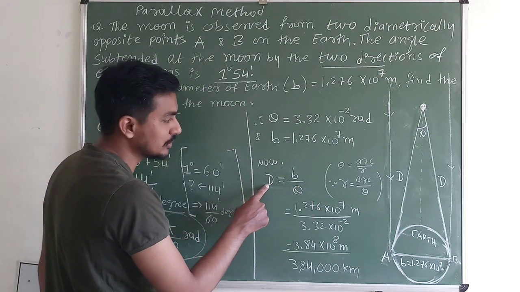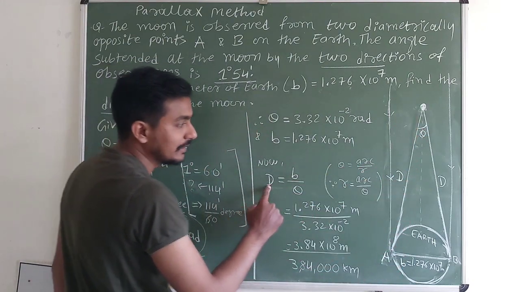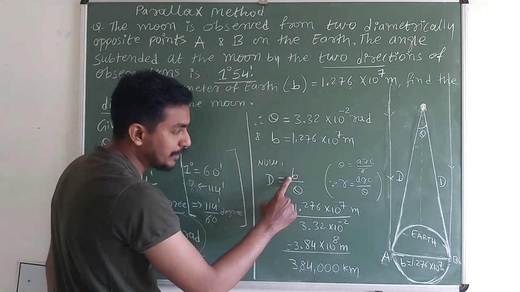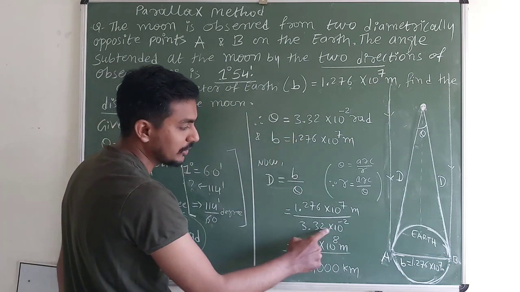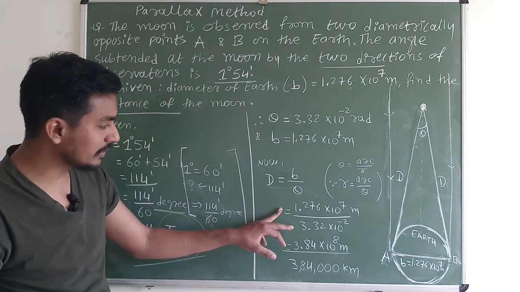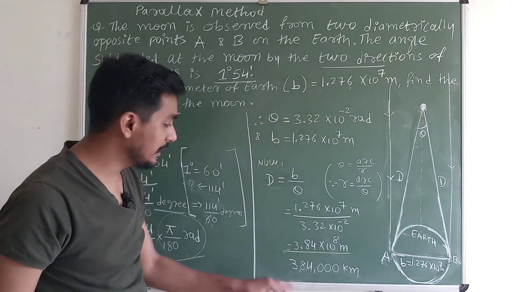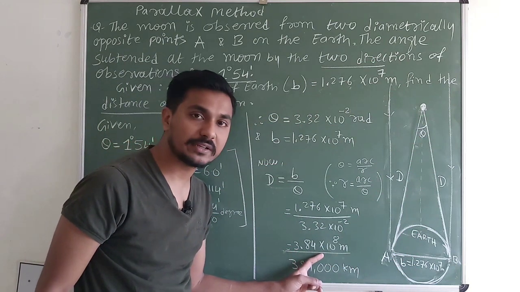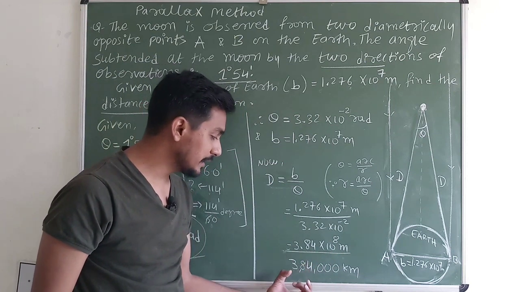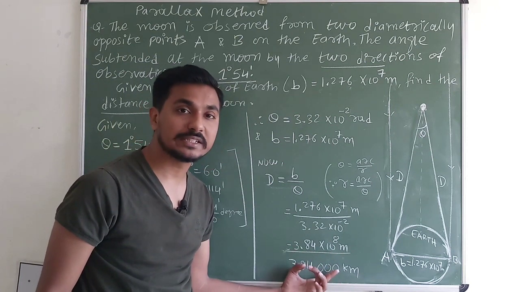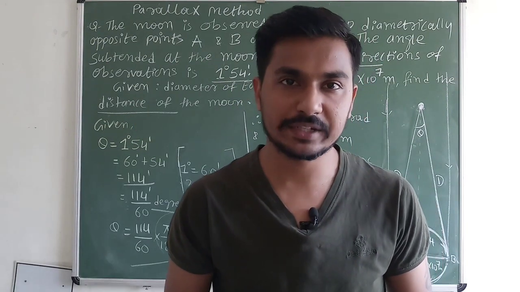So d is equal to b by theta, where r, the radius, is our d, the arc is b, and theta is given as 3.32 into 10 raised to minus 2. By putting in all these values, we get the distance of the moon from the earth as 3.84 into 10 raised to 8 meters, or in simple words, 3,84,000 kilometers.